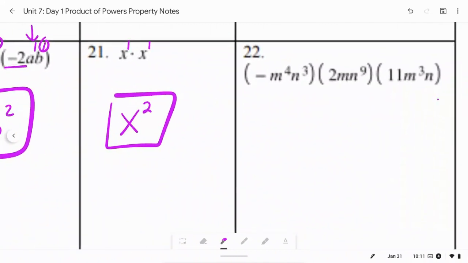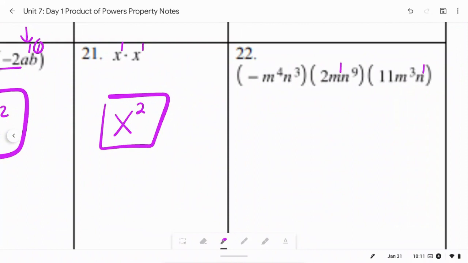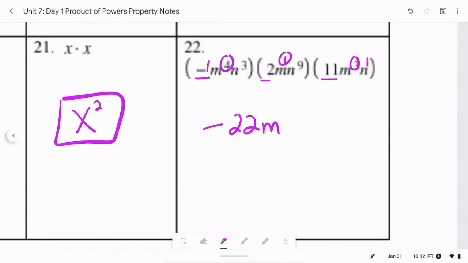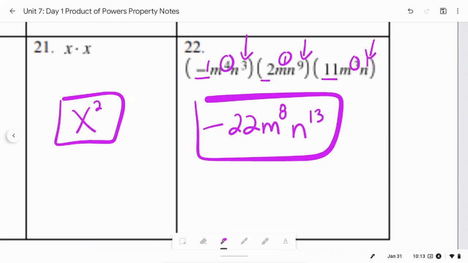The last one is 3 terms, and don't forget to add those exponents of ones. So we're going to start by multiplying all of the coefficients. So -1 times 2 times 11 is -22. Then we're going to add the m's. So 4 plus 1 plus 3 is m to the 8th. So we get m to the 8th power. Then we're going to add the n's together. 3 plus 9 plus 1 is n to the 13th power. And that's your final answer for the last one, number 22.